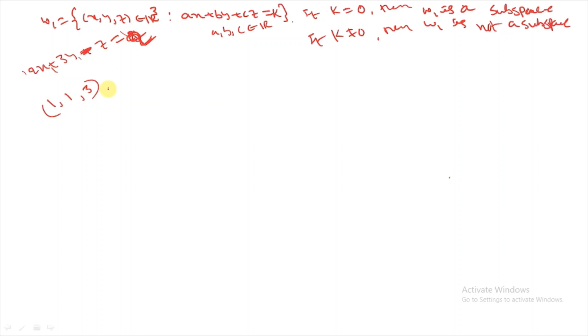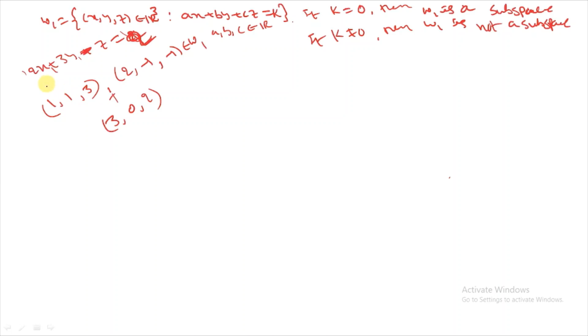It's in this set. And suppose we take another element, (2, 4, −1): 4 + 12 − 3... it's 4 minus 3, 1, and take again −1. This belongs to W1. Now observe here, vector addition. Taking the vector addition of these two elements, (1, 1, 3) plus (2, 4, −1), this vector addition is (3, 5, 2).